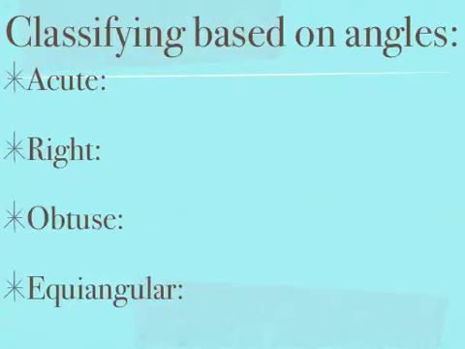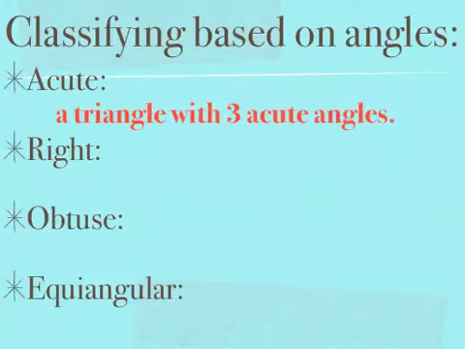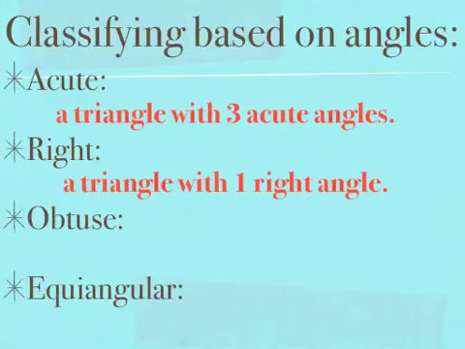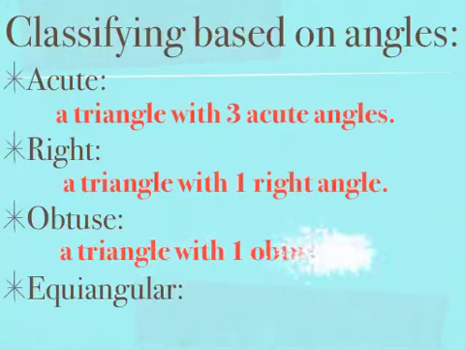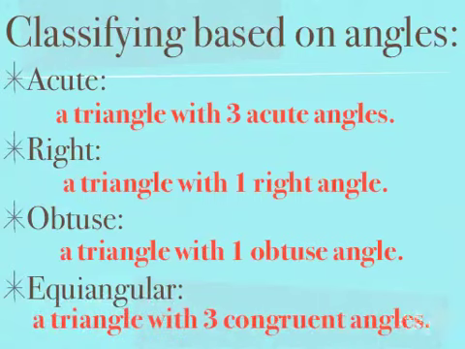An acute triangle is a triangle with three acute angles. Remember, acute means that they measure less than 90 degrees. A right triangle is a triangle with one right angle. Remember, a right angle measures 90 degrees. An obtuse triangle is a triangle with one obtuse angle. Remember, obtuse is greater than 90 degrees. And an equiangular triangle is a triangle with three congruent angles, or three angles that have the same measure.